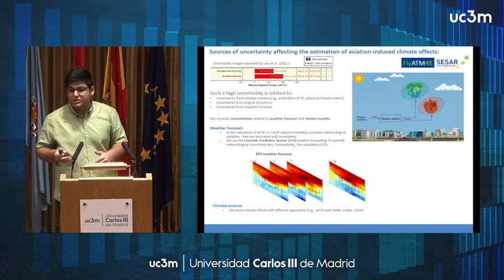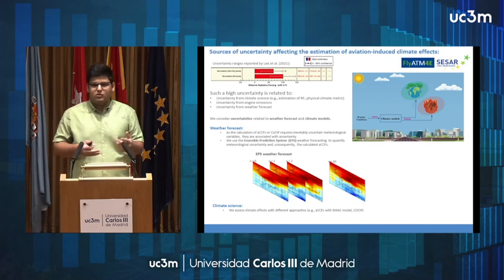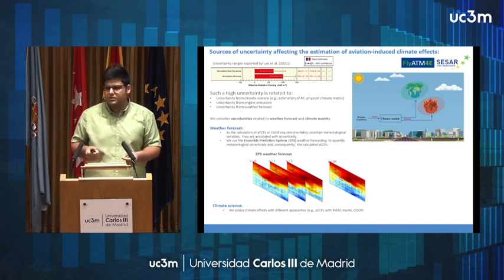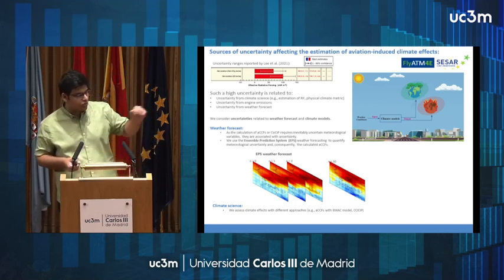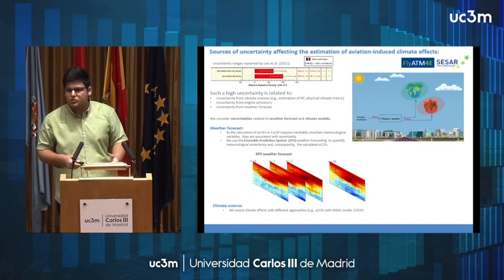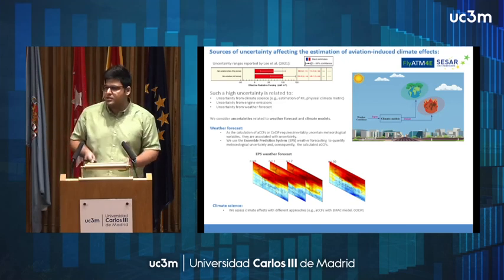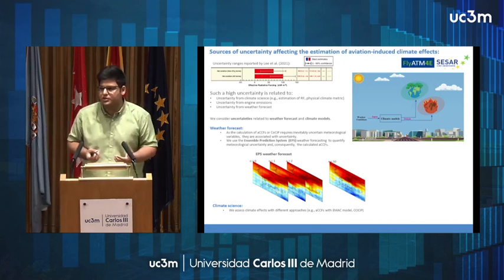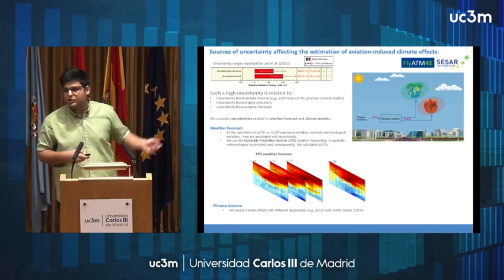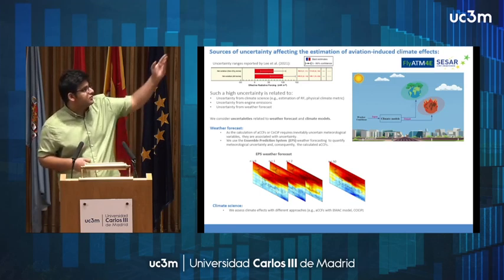As also mentioned, we have two methods to estimate climate impact. For example, for contrails, CoCiP and the algorithmic climate change function. We also aim to provide robust trajectories with respect to these two models. So not only meteorological uncertainty, but also uncertainty associated with climate models.